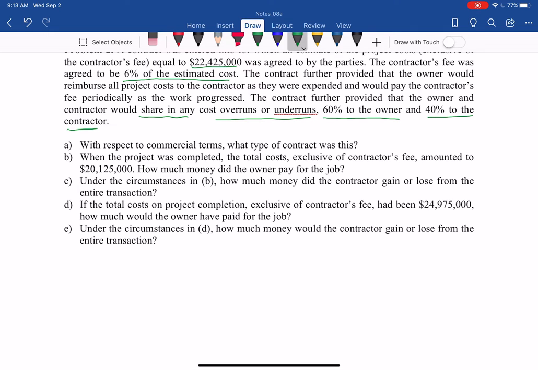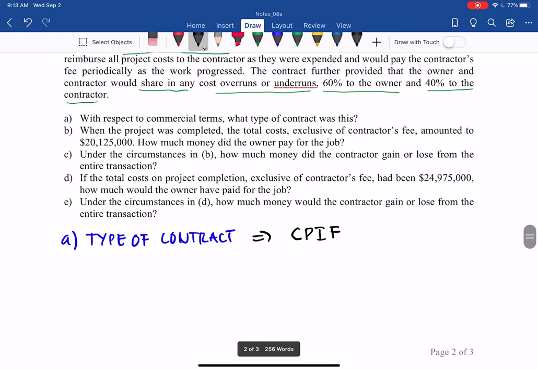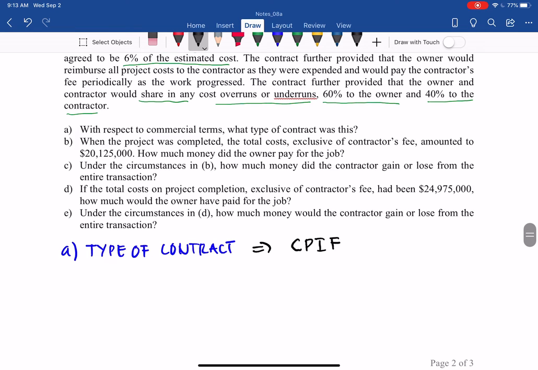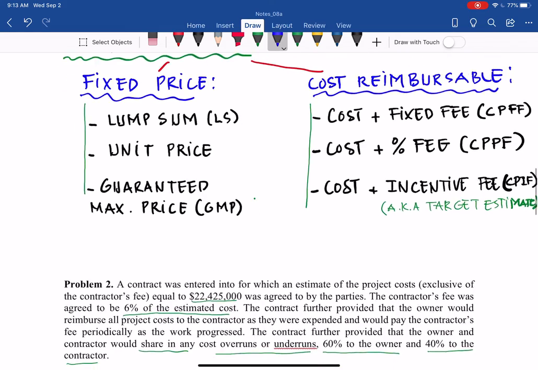So let's start with A. What type of contract is it? For this one, it will be the CPIF, cost plus incentive fee, because of the shared overrun and underrun. And now with that, we already know the key information of what type of contract we need to determine. Take a deep breath, understand the 6 types of contract we're talking about here, and then apply.